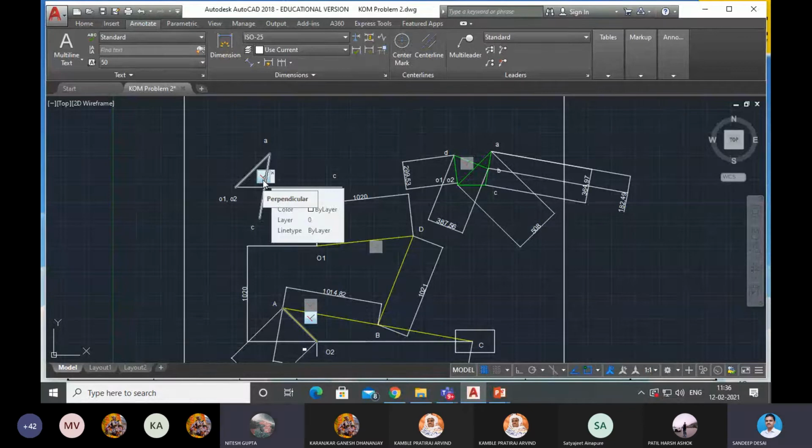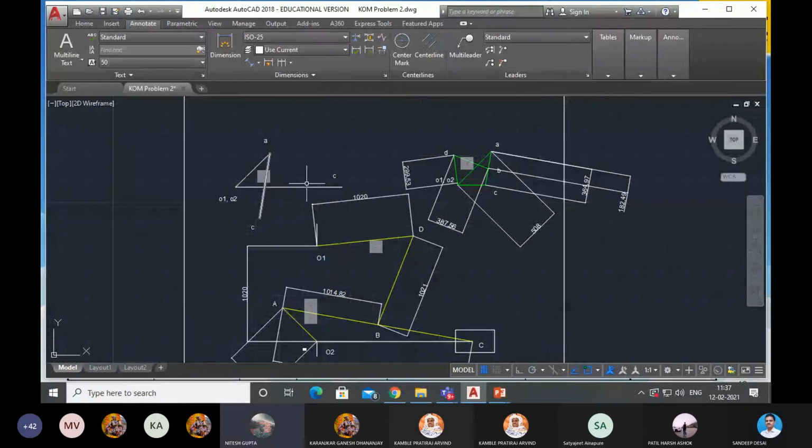Yes sir, there are just two symbols. So is it clear now? And then O1C should be parallel to the horizontal path, but it is already horizontal, so it is not necessary to make it parallel. Is that clear? No need to make this O1C parallel to this horizontal line because it is already horizontal.